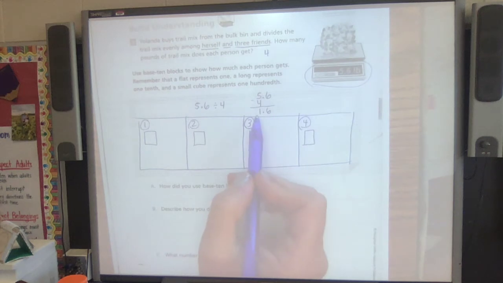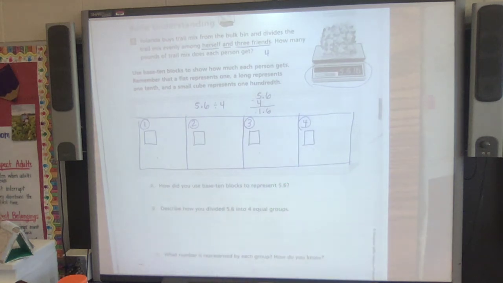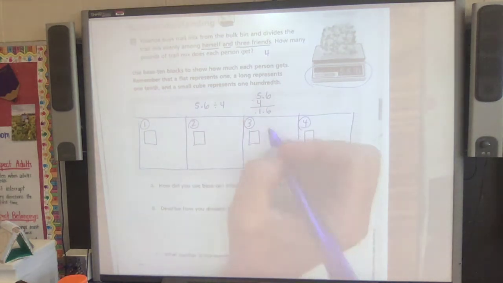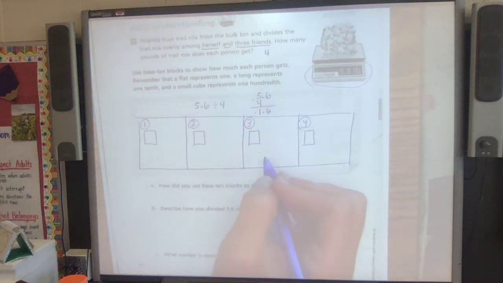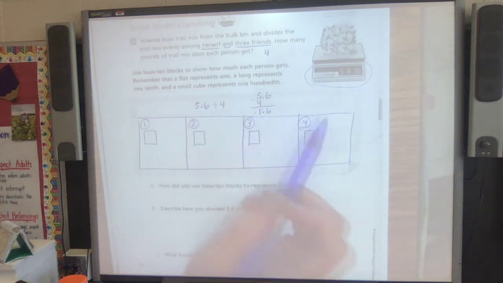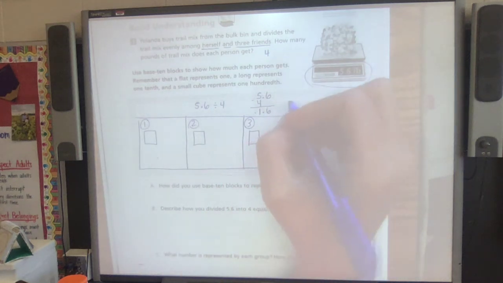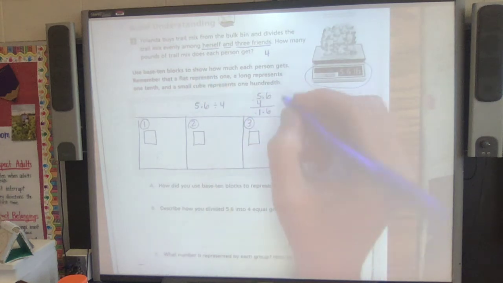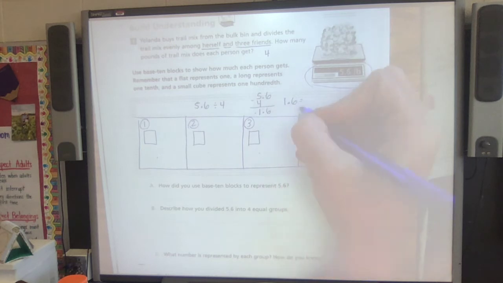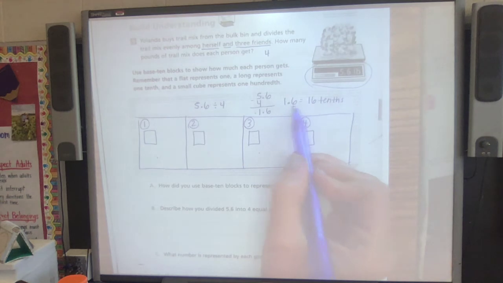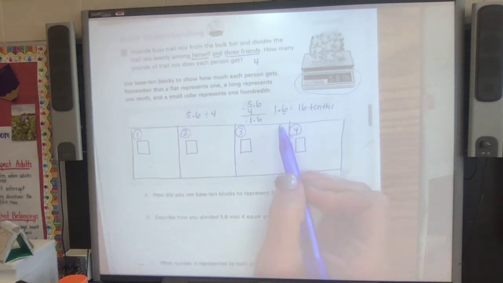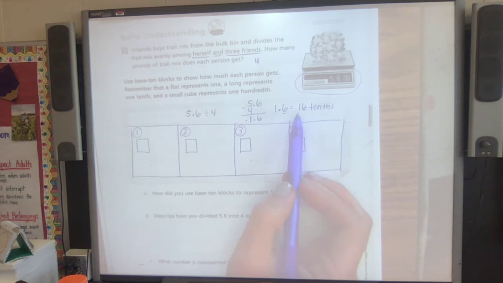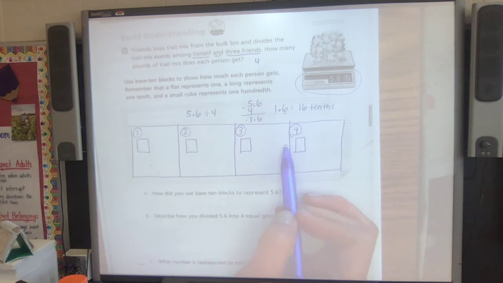Okay? Now, I can't easily split that into 4 parts. But let's think about what one whole means. How many tenths are in a whole? I have 10 in one whole. 10 tenths is a whole. So if I have 1 6/10, I hope that you guys know that's also 16 tenths, because my 6 tenths and my 1 whole would be 10 tenths. Now if I have 16 tenths, I think of 16 and 4. Oh, I know 16 divided by 4 is 4.